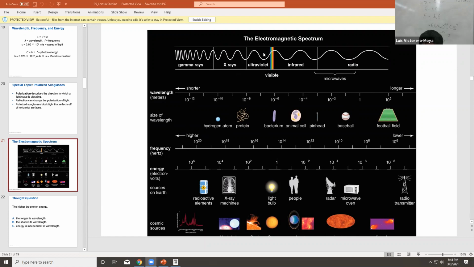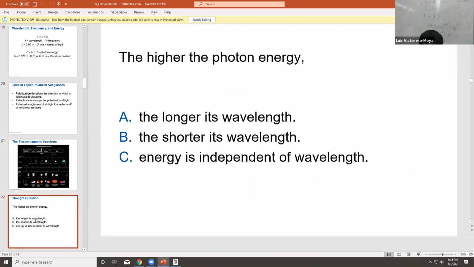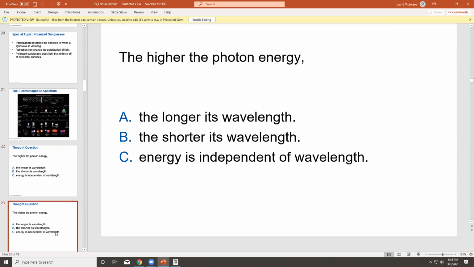Do you understand why we use a wave? Yeah, right, because it's a wave. It's all a wave, and they all move at the speed of light, by the way. The speed of light is always constant. The only thing that changes is the wavelength and also the frequency by this equation here. Okay, answer this question. The higher the photon energy, A, B, or C? B. Yes. The shorter the wavelength.